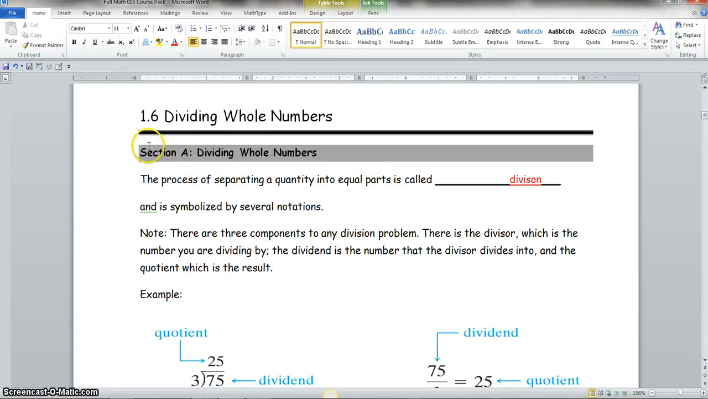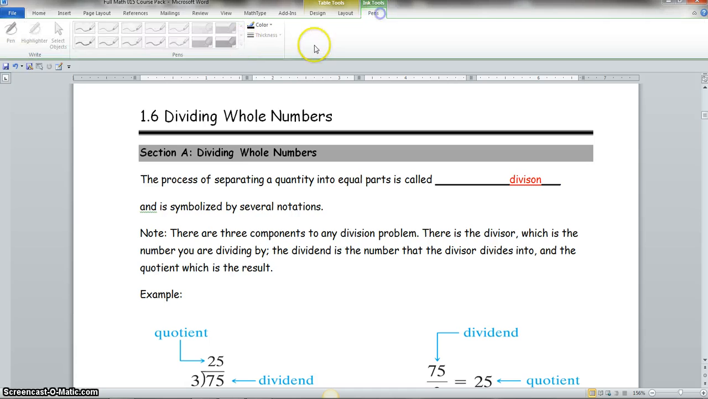Hello class, this is section 1.6, dividing whole numbers. Okay, now we have section A, dividing whole numbers.